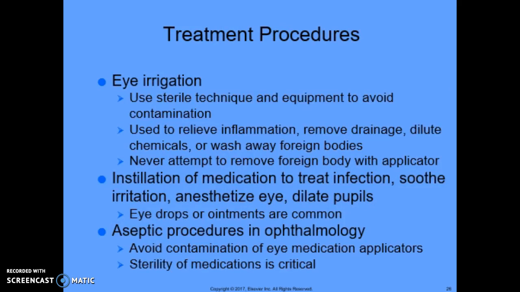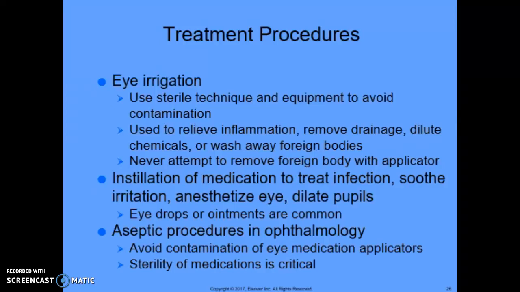Treatment procedures. So eye irrigation, which we're going to be doing this week, you use sterile technique and equipment to avoid contamination. This is used to relieve inflammation, to remove drainage, to dilute chemicals if chemicals have been splashed or spilled into the eye, or to wash away any foreign bodies. You never want to attempt to remove foreign bodies with an applicator. This can damage the eye, and you can actually scratch the lens or any part of the eye.